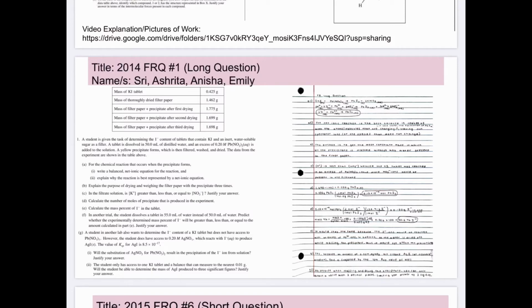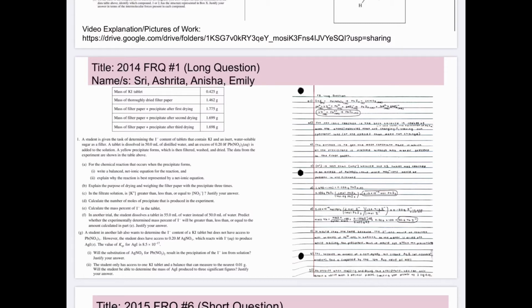So we found out that potassium is less than nitrate because the potassium iodide tablet was reacted with an excess amount of lead nitrate. And because of this, more nitrate ions would be present in the filtrate rather than potassium, because it was in an excess of lead nitrate.